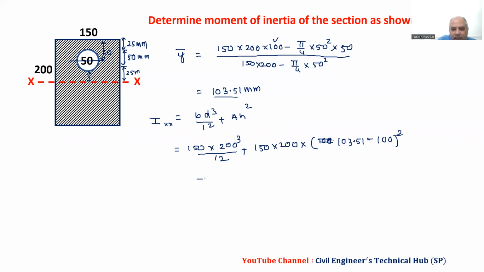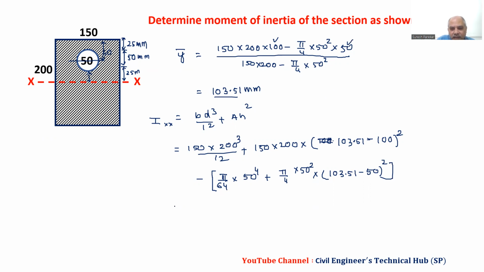Now we have to subtract this. So we have minus, due to the circular section, we have pi by 64 into d to the power 4 plus A into h square, pi by 4 into 50 square into 103.51 minus, now we have 50. These are the values we are taking. This is 50 and this is 100.